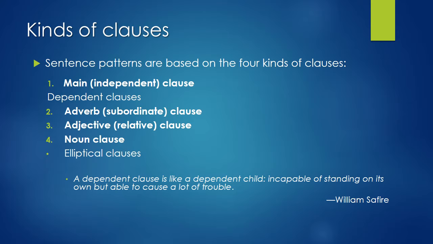And sentence patterns are based on kinds of clauses, including the following: the main or independent clause, and three kinds of dependent clauses: the adverb or subordinate clause, the adjective or relative clause, the noun clause. And from each of these four categories there are elliptical clauses where certain words are missing but implied. William Safire rightly writes, "A dependent clause is like a dependent child, incapable of standing on its own, but able to cause a lot of trouble."